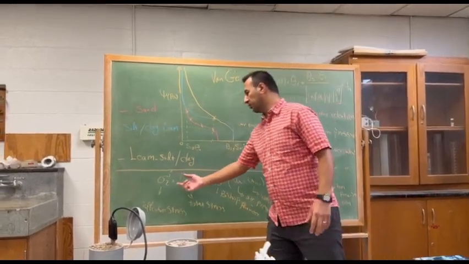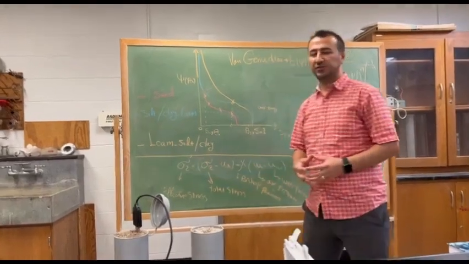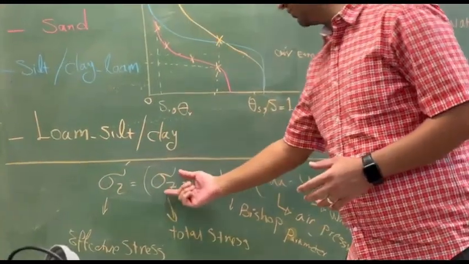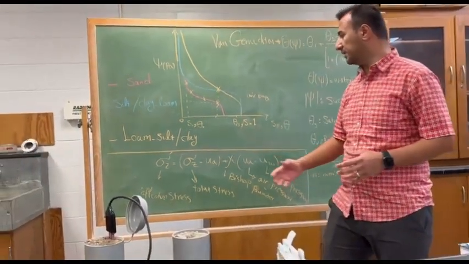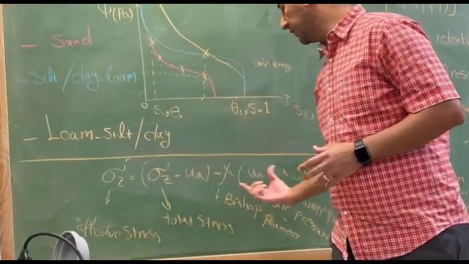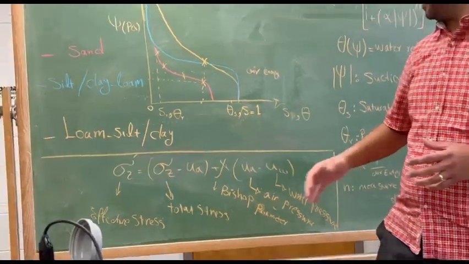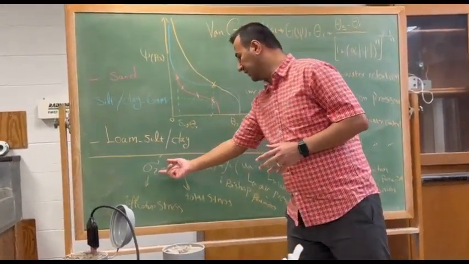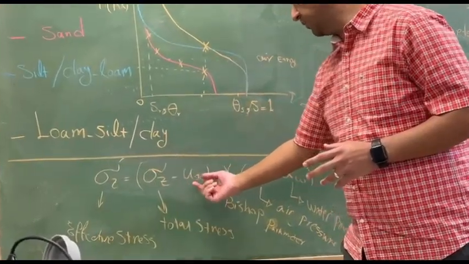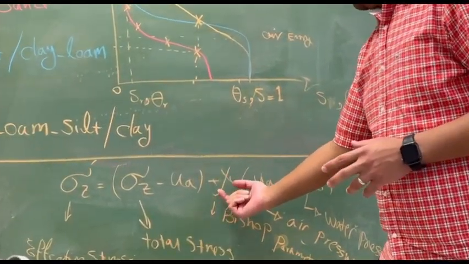Effective stress, normally when we consider effective stress in saturated condition, we consider it only the total stress minus pore water pressure. But in unsaturated soil, we do need to consider the matrix suction, and that matrix suction will increase the effective stress. So in general, effective stress is the total stress minus air pressure plus Bishop's coefficient times the matrix suction.